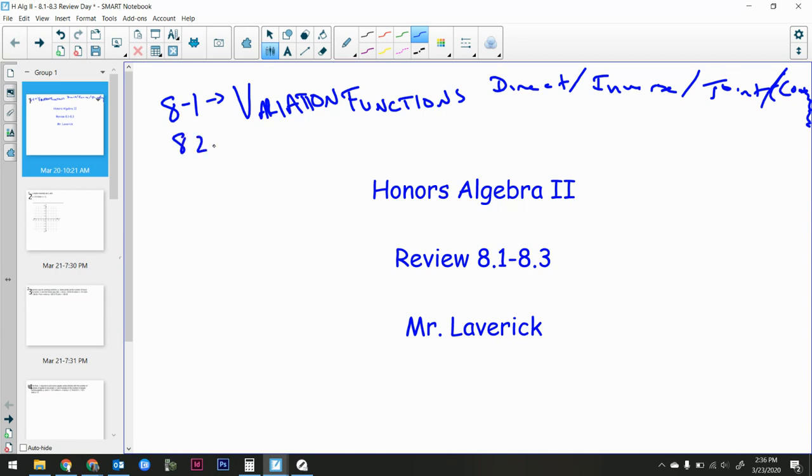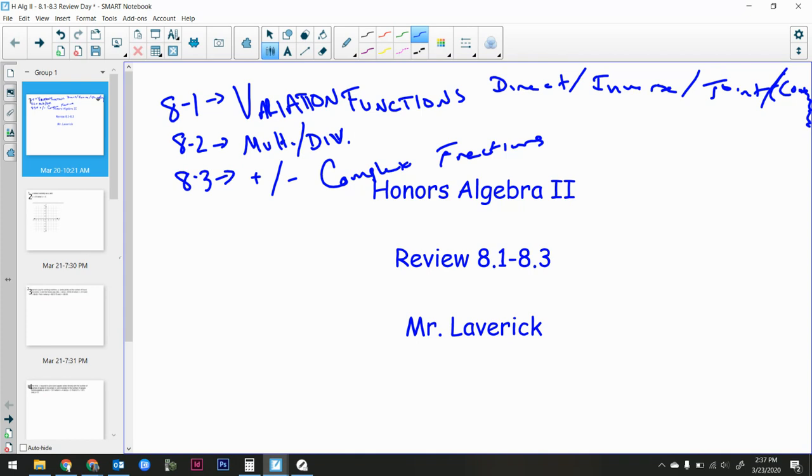Section 8.2, that was about multiplying and dividing these things, rational functions. And then section 8.3 was addition and subtraction, right? As well as some of these things called complex fractions, right? So that's basically your quiz in a nutshell, okay?